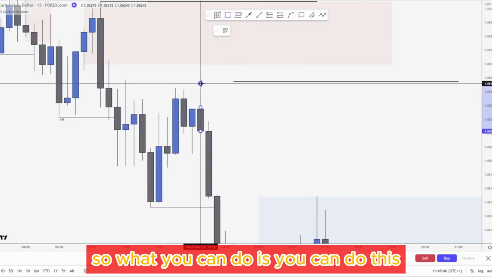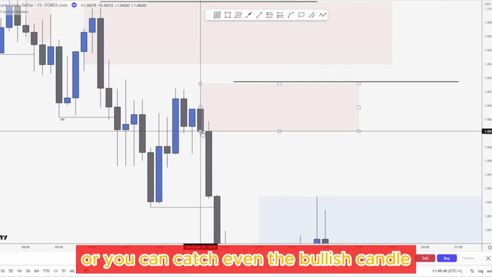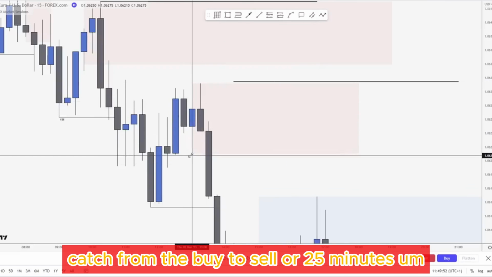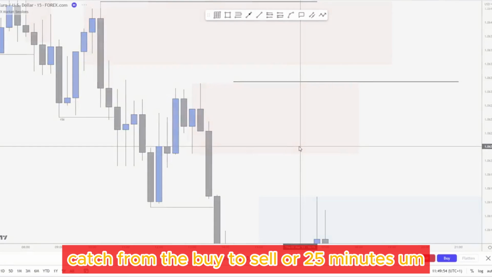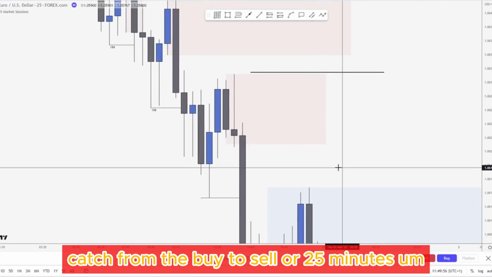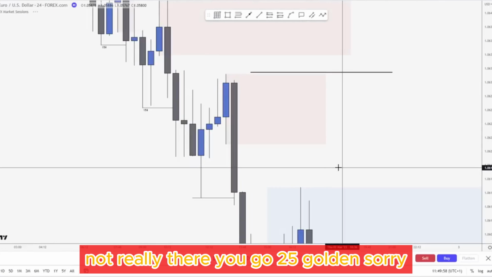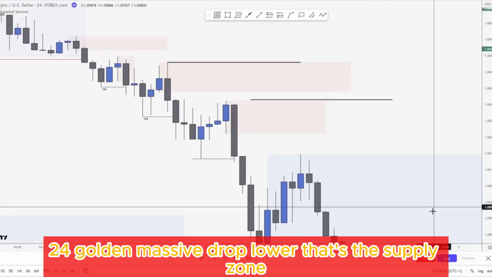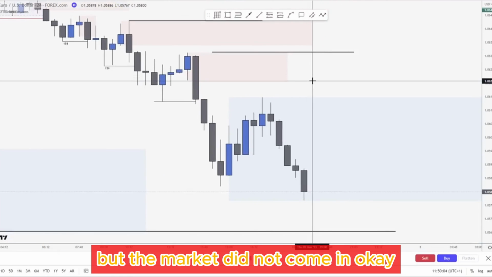Okay? So what you can do is you can do this, or you can catch even the bullish candle, which is what I would do personally. Catch from the buy to sell. Or 25 minutes. Not really. There you go. 25 golden. 24. Golden, massive drop lower. That's the supply zone, but the market did not come in.